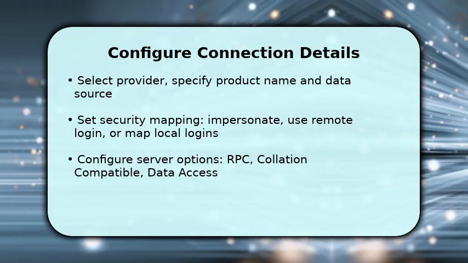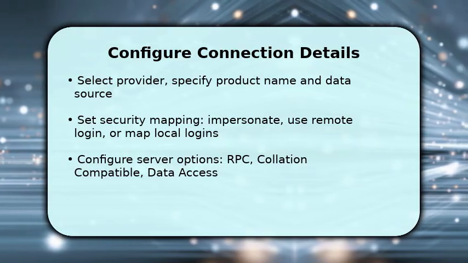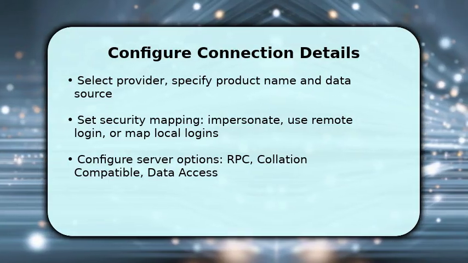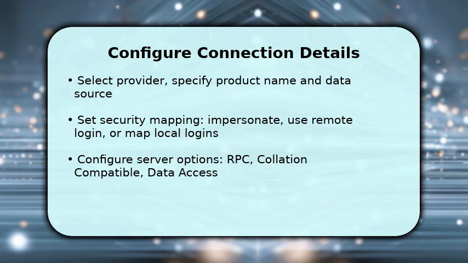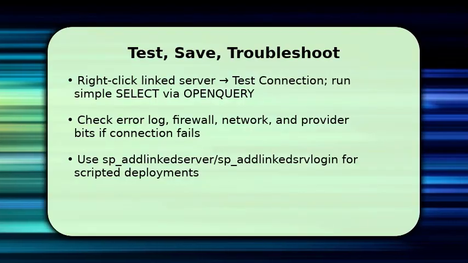Also adjust server options like RPC and data access to enable distributed queries. Once set, double-check entries to avoid access or collation mismatches before creating the linked server. Finish by saving and validating the link.